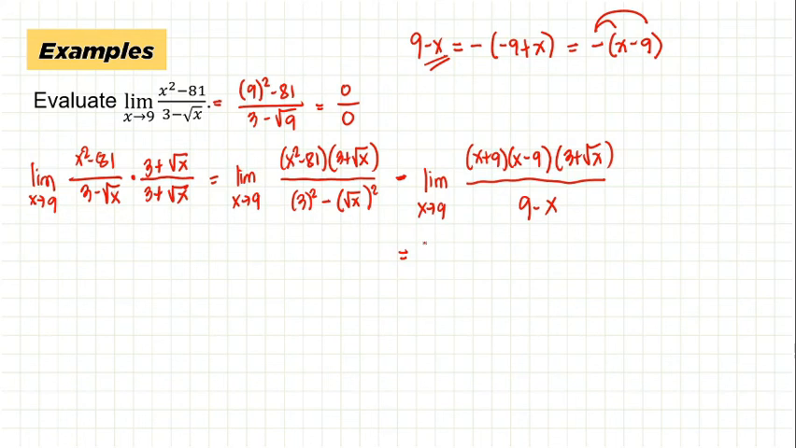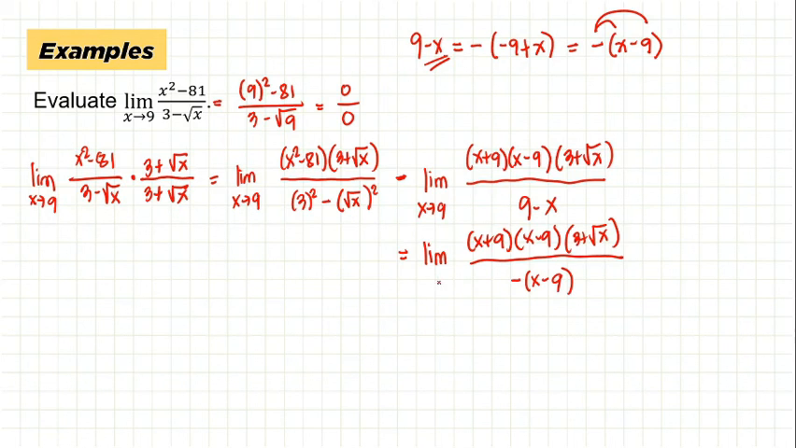So, this will now be equal to the limit of x plus 9, x minus 9, 3 plus square root of x, and over negative of x minus 9 as x approaches 9. So we already have a common factor here, so we can cancel that out. So what's left is the limit of, since we have negative 1 sa baba, pwede natin yung ilagay sa taas. So that will be negative of x plus 9 times 3 plus square root of x, right?